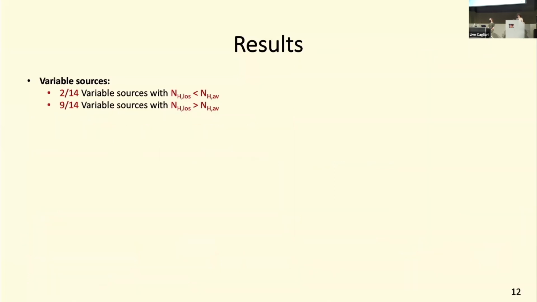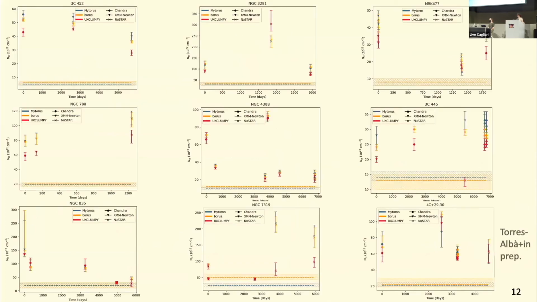Something that's perhaps a little bit more interesting is what we see that happens with the rest of our sample, the majority of our sample. 9 out of 14 sources show the exact opposite behavior. So when we are looking at the NH variability as a function of time, this always remains systematically above the average torus NH. Not only that, but this can be an order, even 2 orders of magnitude above the average torus NH, which is a surprising result to us.